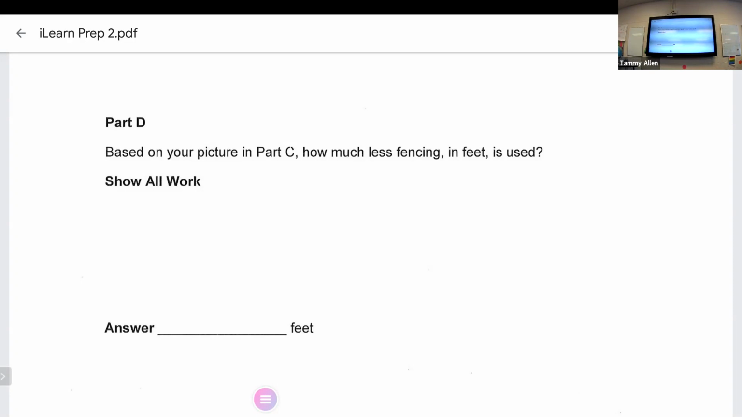Lane and Peyton, quit focusing on each other and focus on the work at hand.